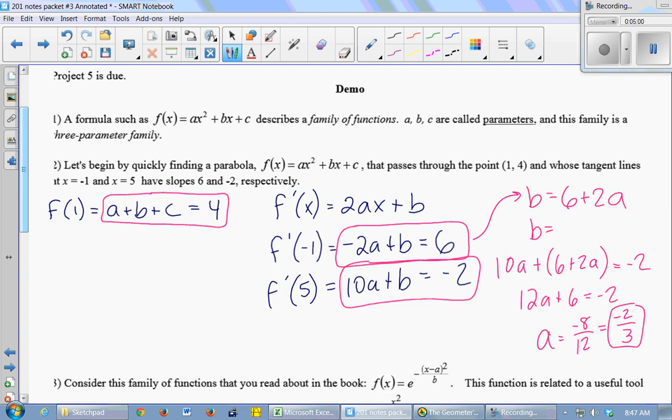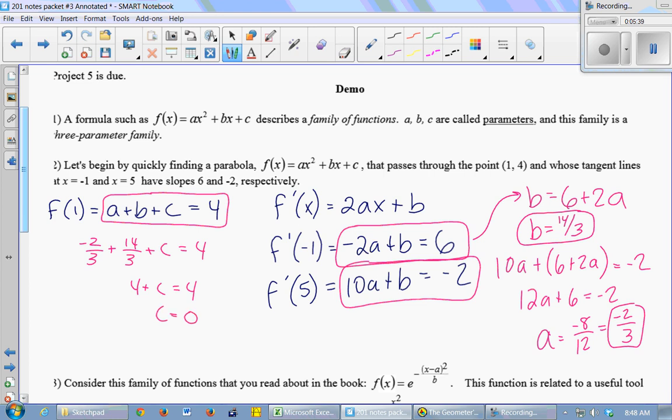So 6 is like 18 thirds minus 4 thirds, which is 14 thirds. So now I know what A is and I know what B is. I come back to my other equation that has A, B, and C in it, and I solve for C. So I've got negative 2 thirds plus 14 thirds plus C has to equal 4. So 12 thirds, which is 4. So C is 0.